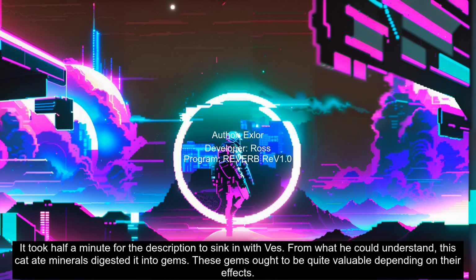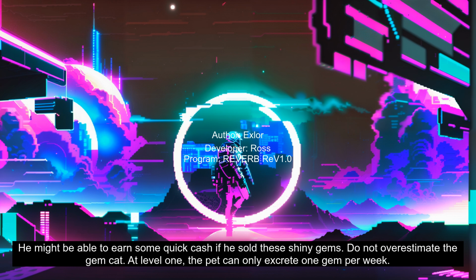It took half a minute for the description to sink in with Vess. From what he could understand, this cat ate minerals and digested them into gems. These gems ought to be quite valuable depending on their effects. He might be able to earn some quick cash if he sold these shiny gems.